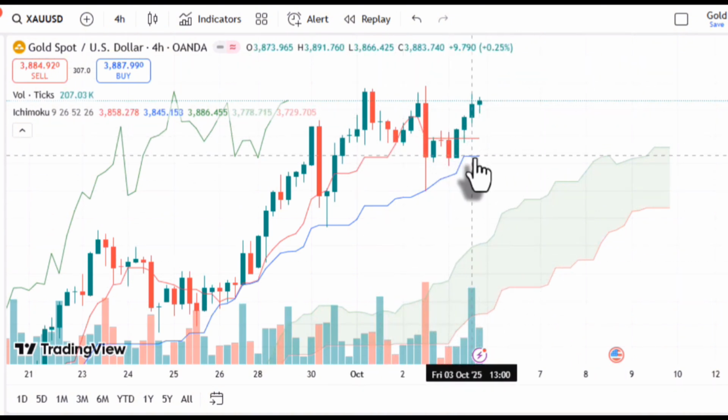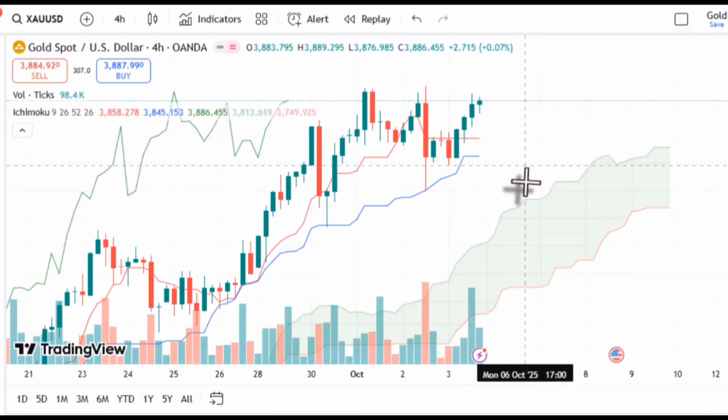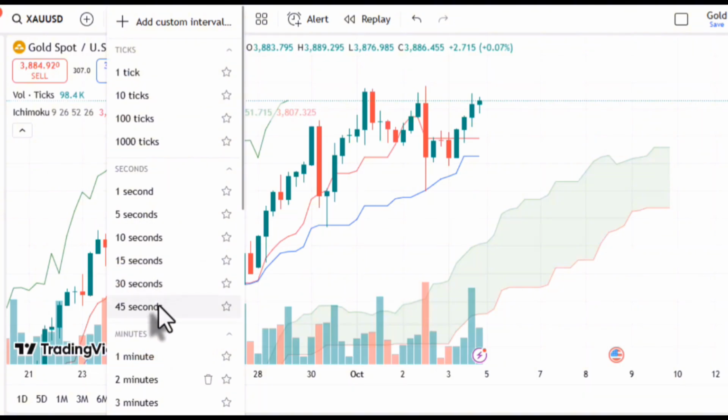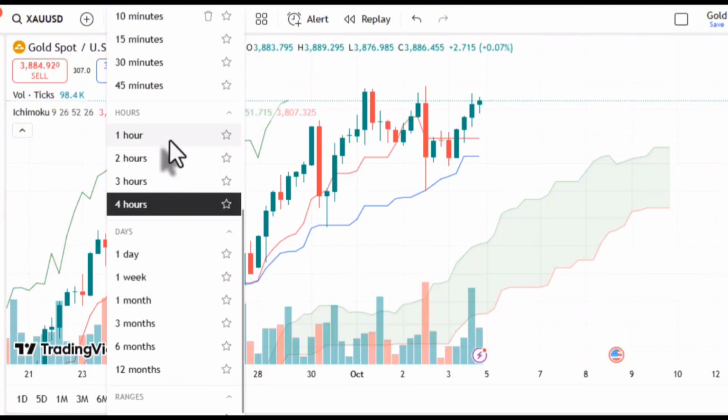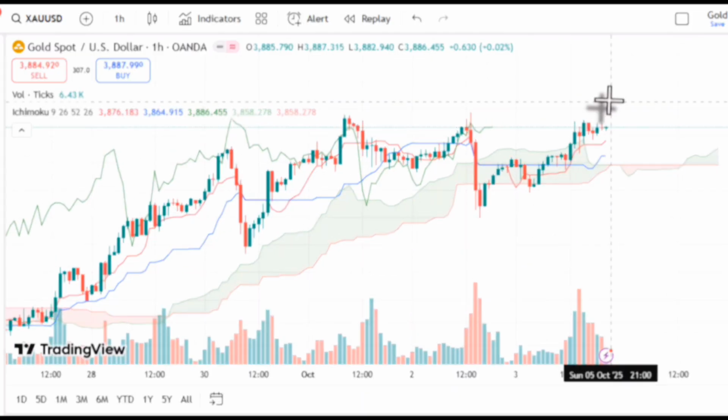Another thing to check is that the red conversion line is above the baseline, and the baseline is above the cloud. That tells us the trend is strongly bullish. When the trend is bullish, we only look for buying opportunities, and we don't take sell trades. So we check the 4-hour time frame, and then we come back down to the 1-hour chart and wait for our entry point. That's our next step.